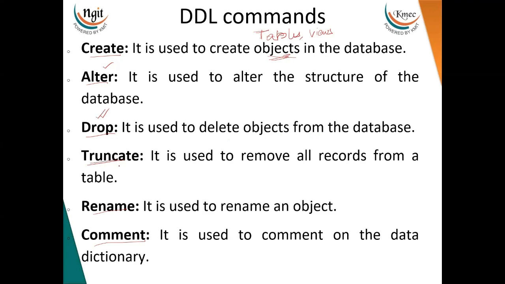For that, we will be using drop as a command. Coming to truncate, it deletes all the records from a table, but it is going to keep the structure intact. So there is a difference between drop and truncate. Drop is used to delete the objects from the database, whereas truncate is used to remove only the records from a table, but the structure of the table remains constant.